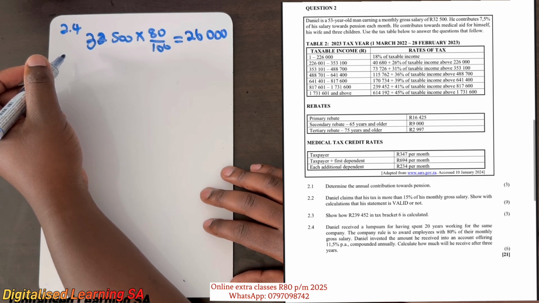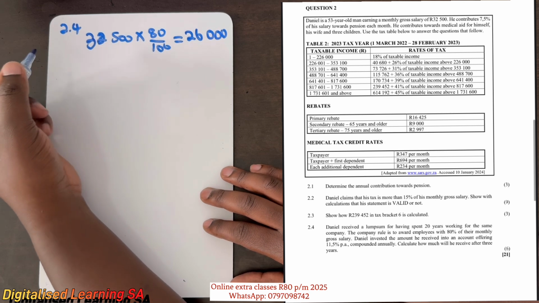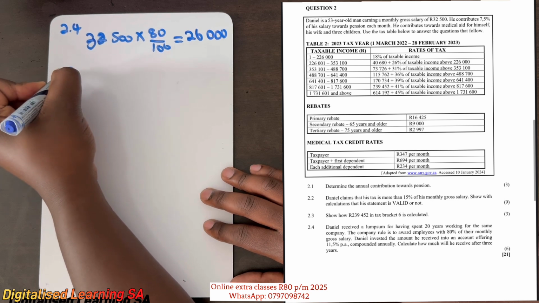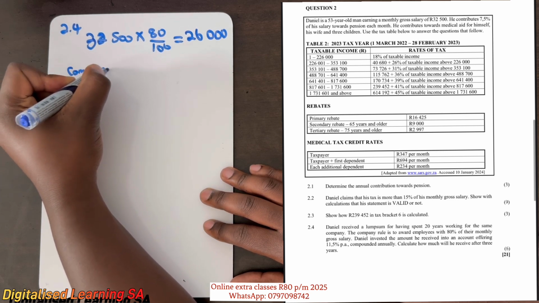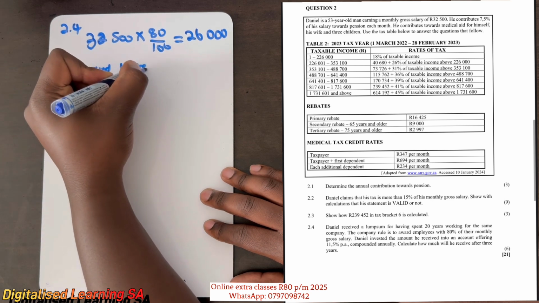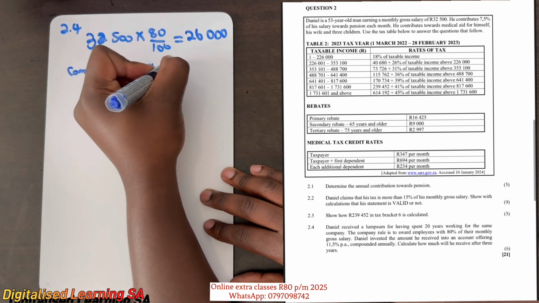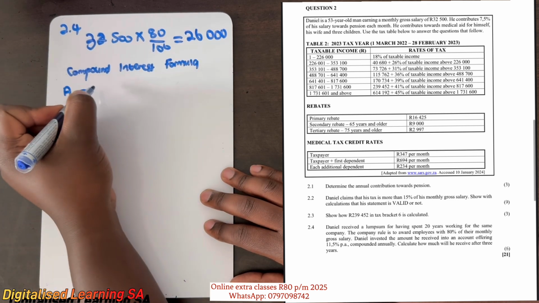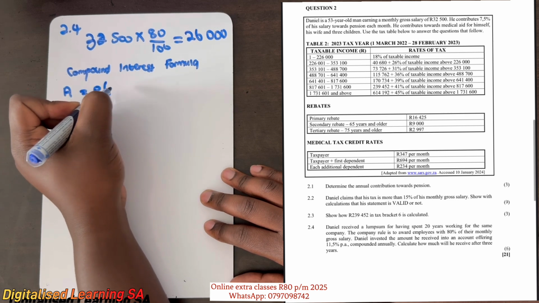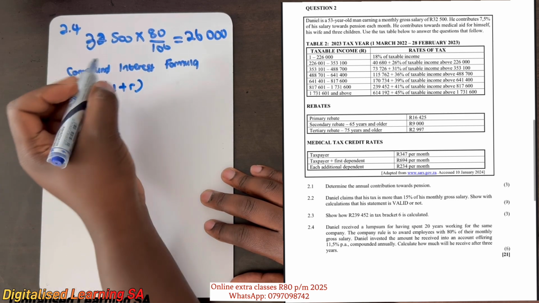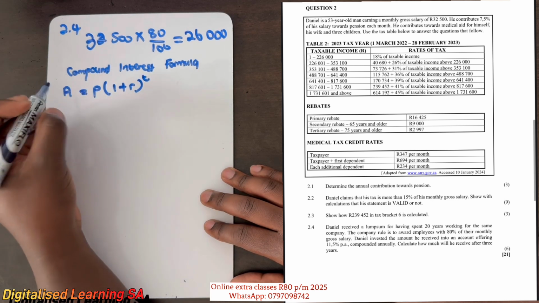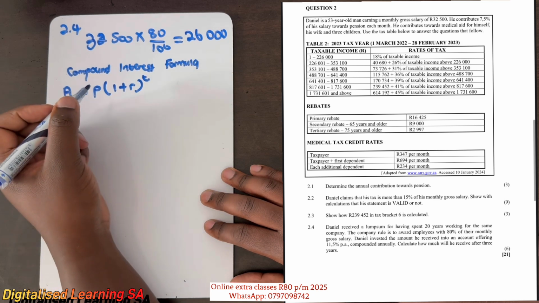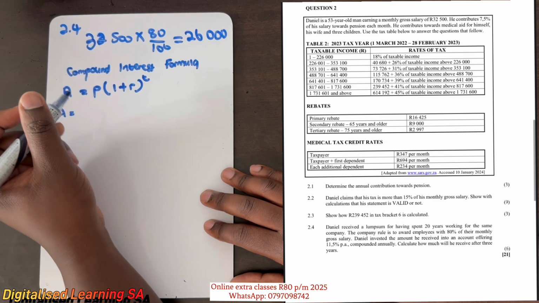compounded annually. Calculate how much you will receive after 3 years. So they said compounded annually, meaning that we are going to use the compound interest formula. So the compound interest formula says that A is equal to P(1 + R)^T. And in this case, we know that A is the final amount after investing. So this is how much you will receive after 3 years.